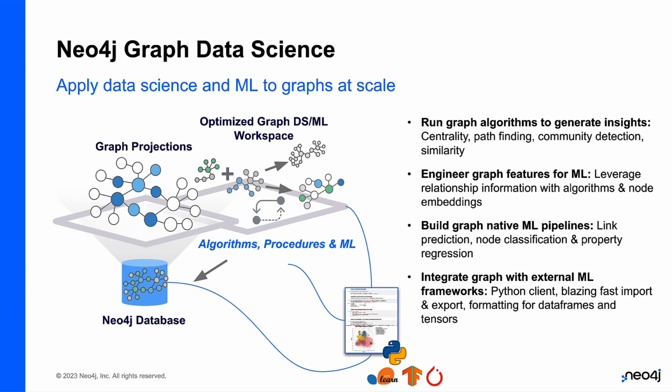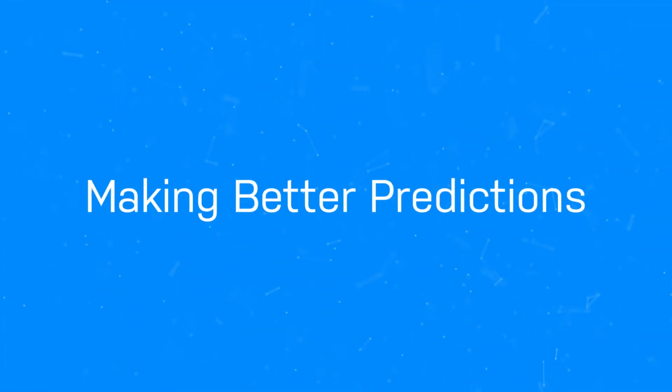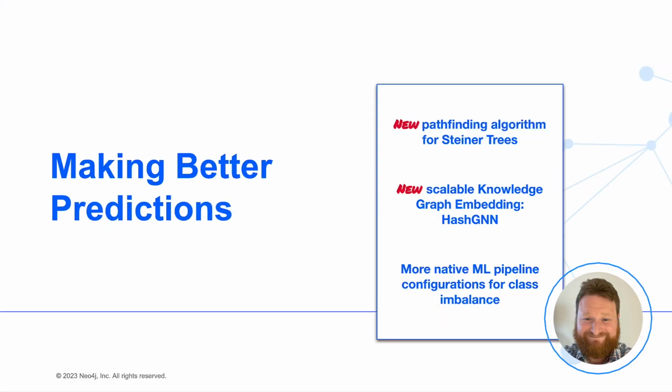And now that we've gone over that very brief overview of graph data science at Neo4j, I'm going to jump into some of the highlights for this most recent release, Graph Data Science 2.3. I'm going to split this up by 4 of our key investment areas, the first of which is making better predictions. And this is probably where we're going to spend a pretty significant portion of our time.